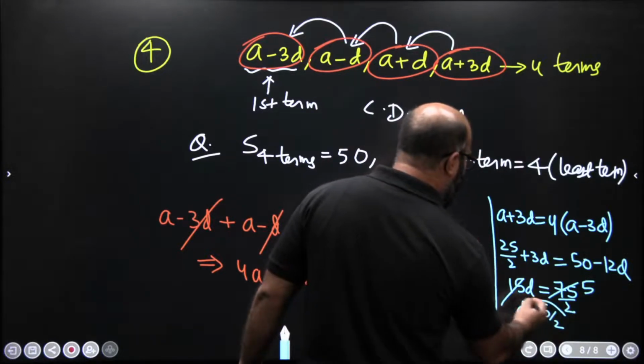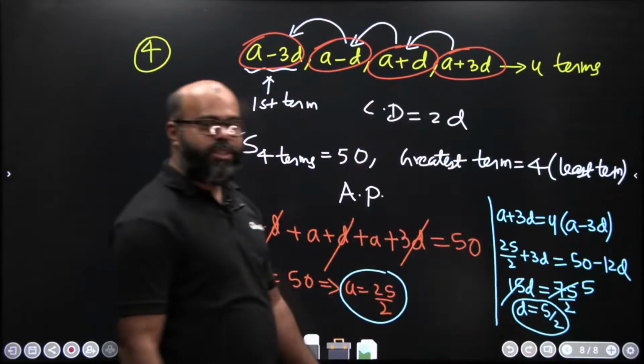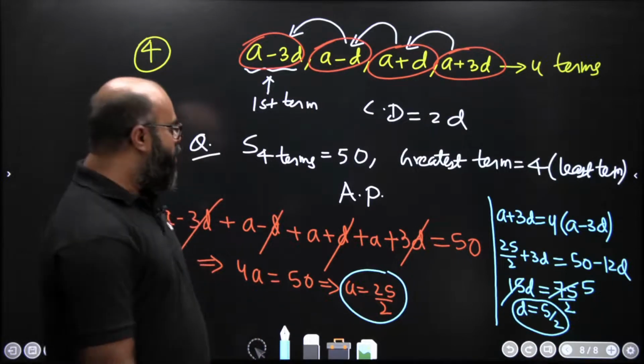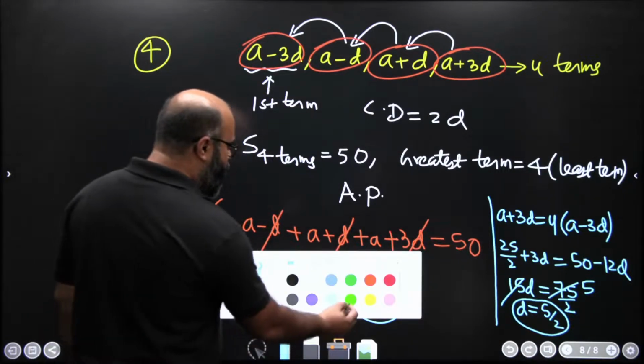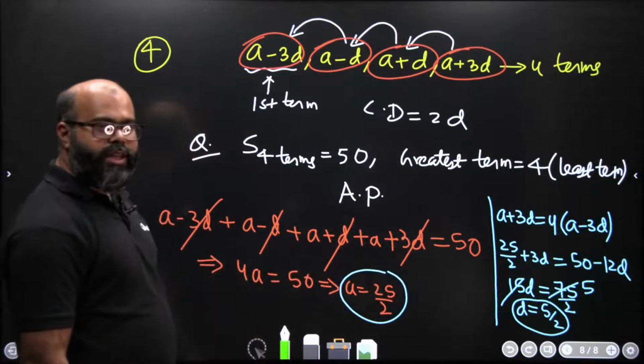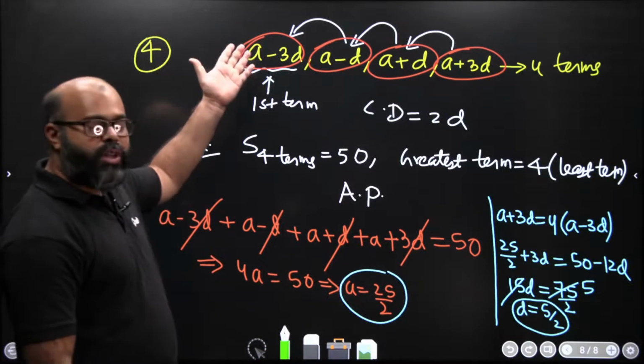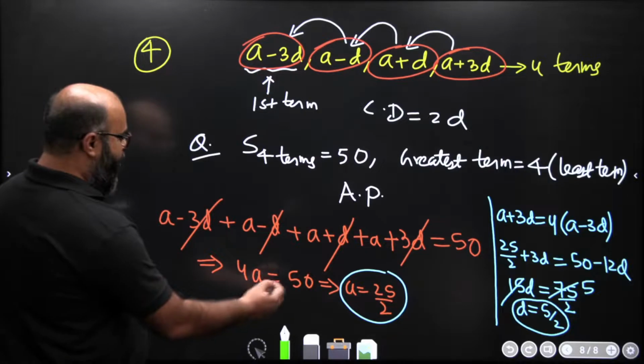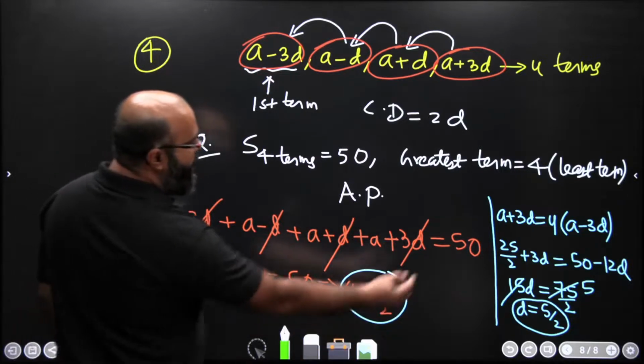So we have got D also. This is not the common difference. Common difference is 2D. This is D. So what are the terms? Can you tell me the terms now? Yes, of course, it is easy now to tell the terms because you have to just substitute the values of A and D. So A is 25 by 2 and D is 5 by 2.